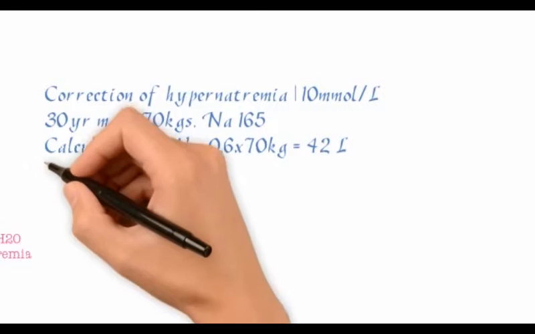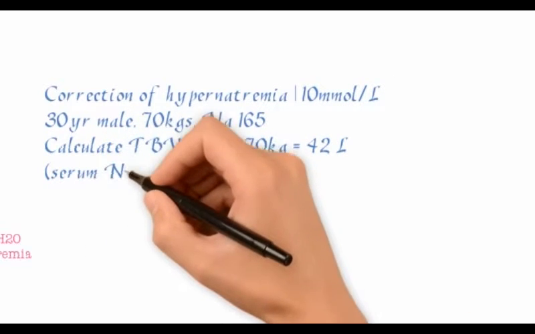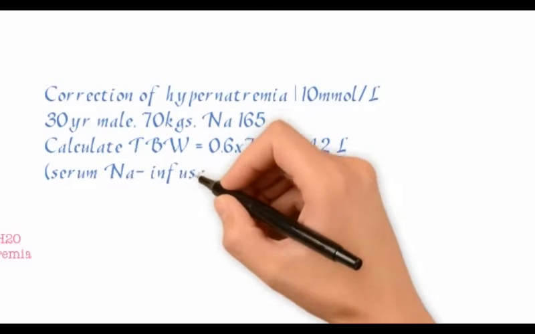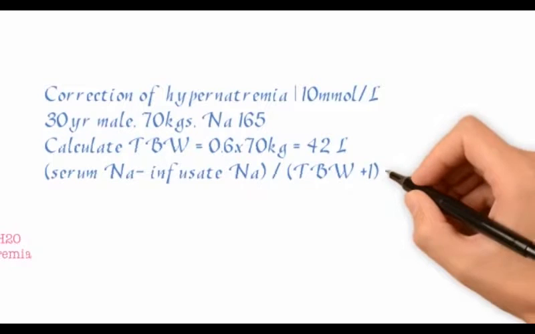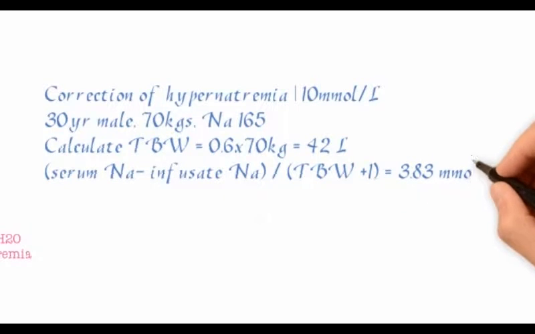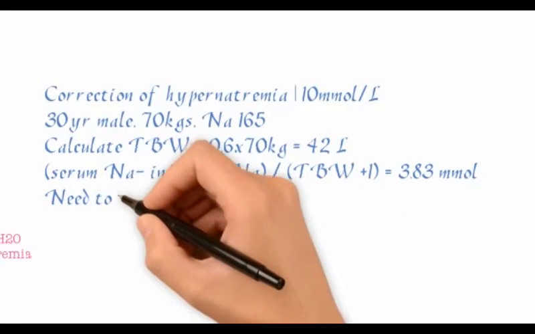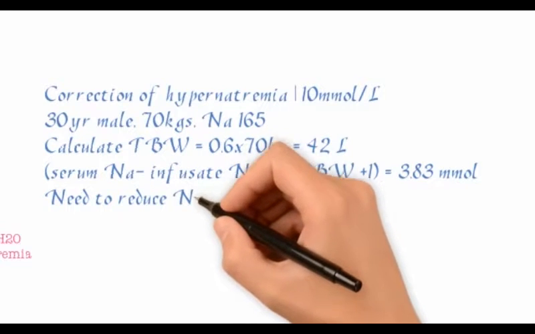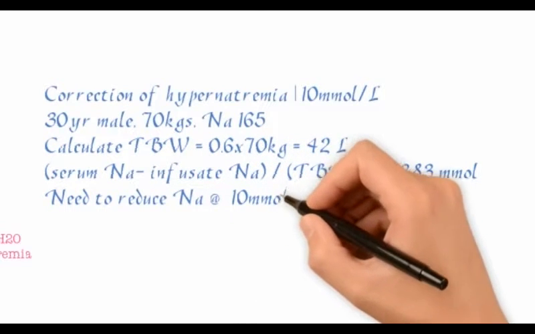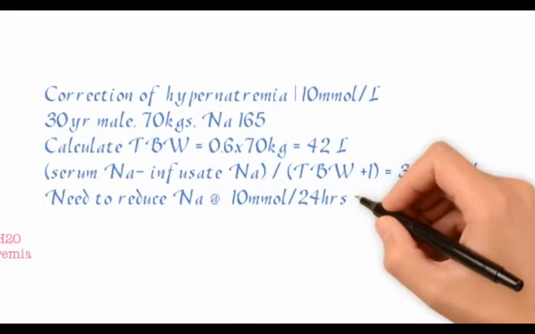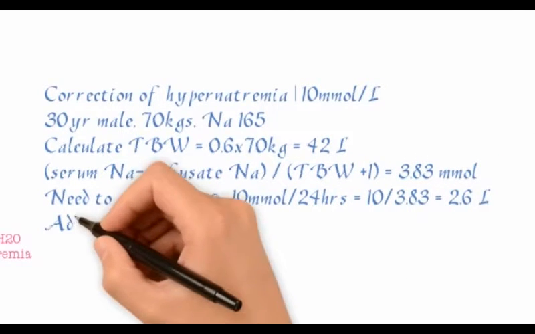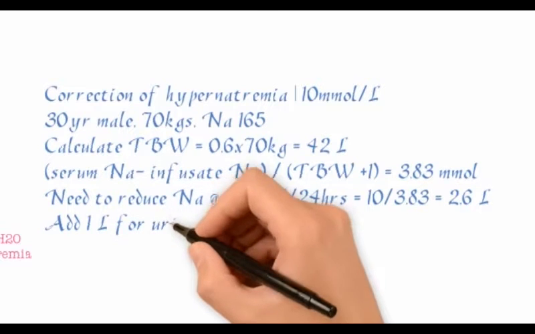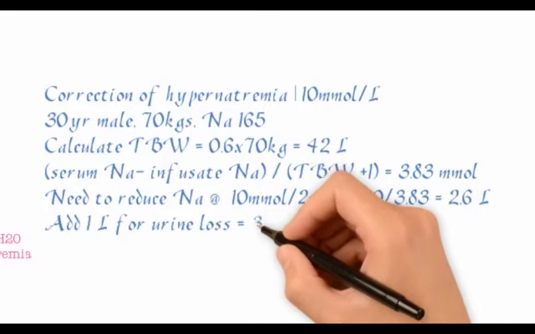We would like to add free water, therefore we use 5% dextrose without any sodium. So the difference of the serum sodium and the infusate sodium is 165 minus 0. We divide that by the total body water and we add 1 liter for 1 liter of 5% dextrose. That means to say we can reduce the sodium by 3.83 millimoles per liter.